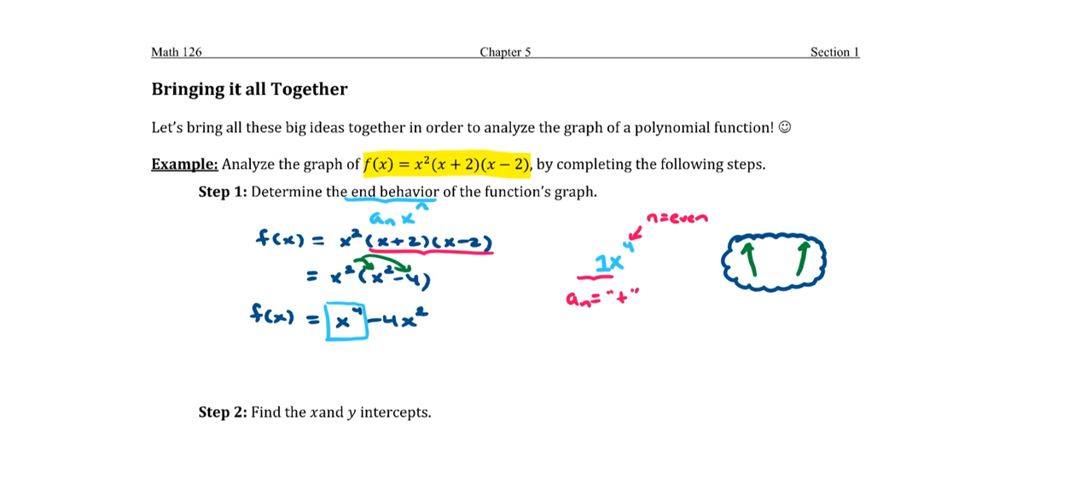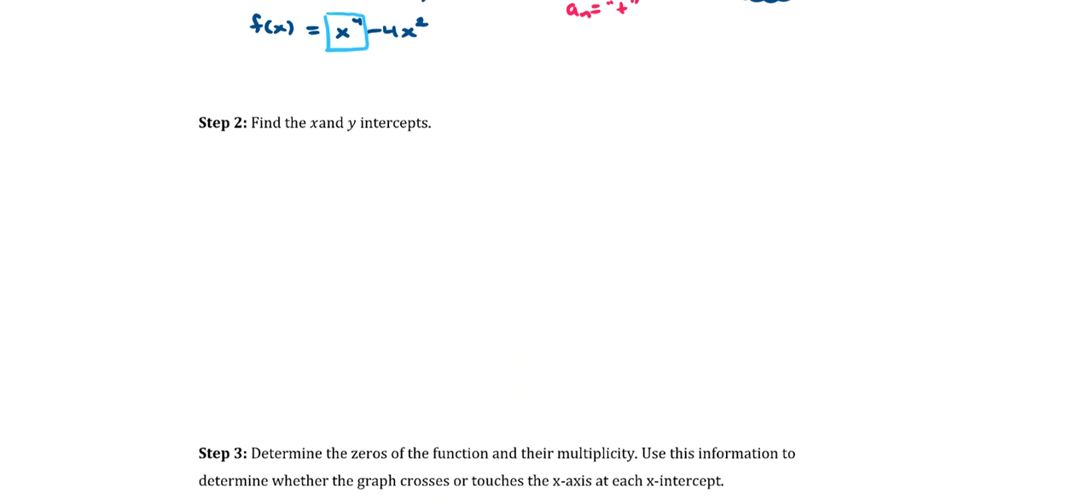Now we're going to move on to finding the x and y intercepts. Let's start with the x-intercepts. So I'll make a little workspace for that. To hone in on these x-intercepts, we have to set up the following equation. f of x equals 0. And the version of f of x that I recommend using is the partially factored form. So x squared times x plus 2 times x minus 2 equals 0.